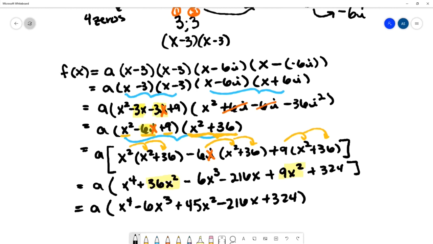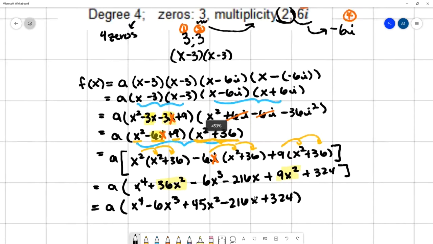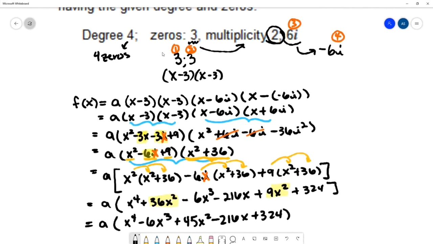So any multiple of this polynomial would give me these zeros that we listed above. It's a fourth degree polynomial with repeated zeros of 3 and zeros of 6i and negative 6i.